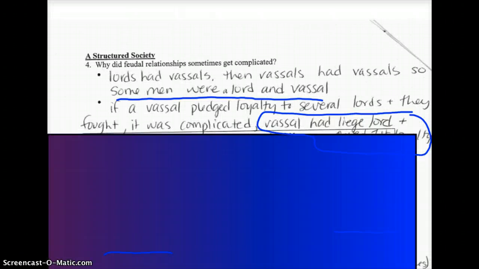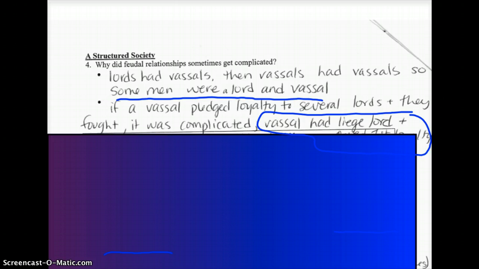Okay, on page 2. At the top, the question asks, why were these feudal relationships complicated? And it has to do with different layers of the lord social class. So lords could have vassals, and then vassals might have vassals. And Mr. Zoller's manorialism video explains how a lord could be a lord and a vassal. And I have that underlined here.